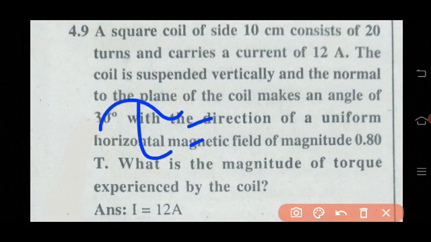Okay, torque due to the coil is given by tau equal to NIAB sin theta. NIAB sin theta. So this is the equation we have to use.